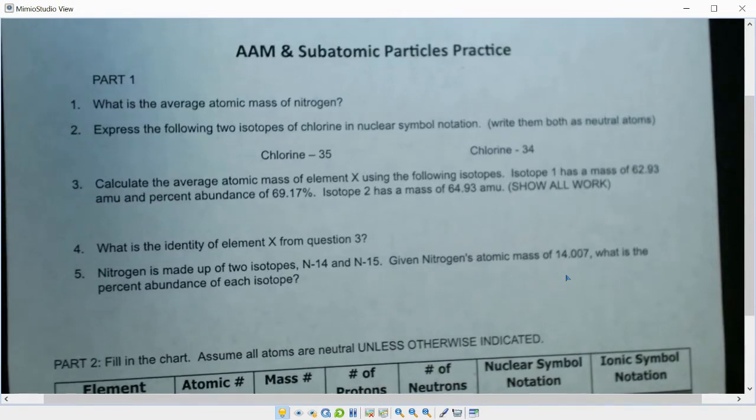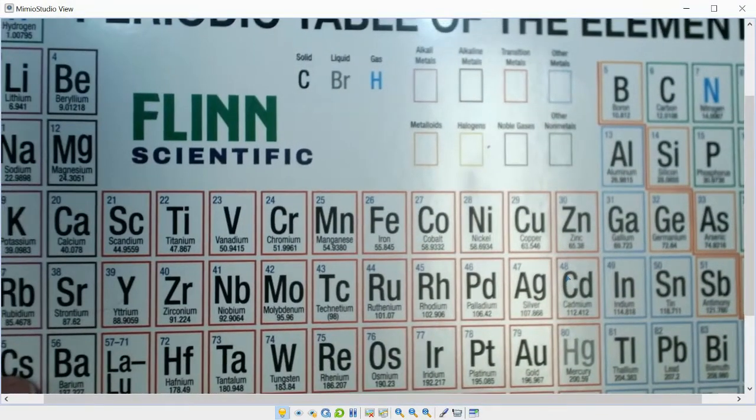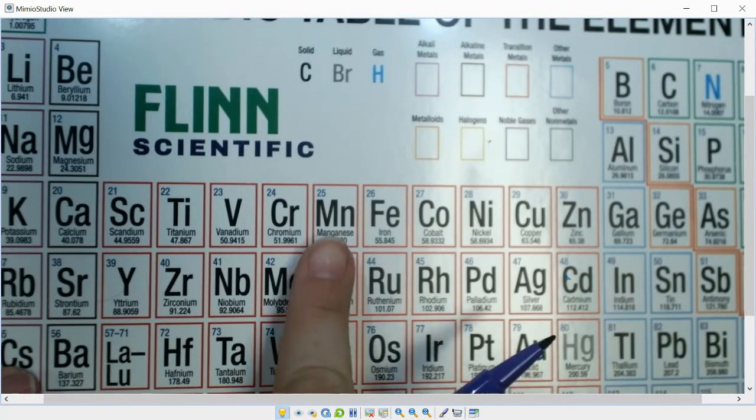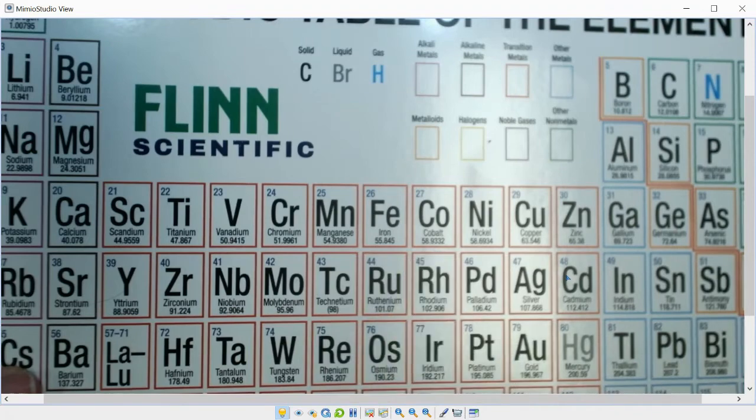And then it also has a number with a decimal, which is the average atomic mass, not to be confused with the mass number, because the mass number is protons plus neutrons for an isotope. The average atomic mass is the weighted average of all of those isotopes. So when you're checking out a periodic table, the average atomic mass is this decimal number found down here.